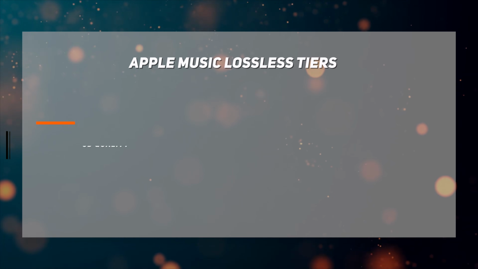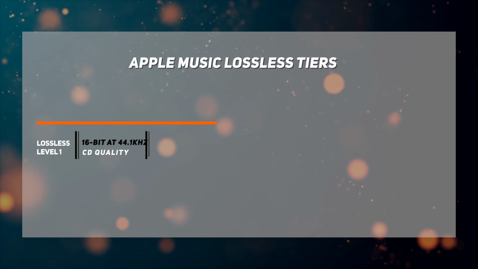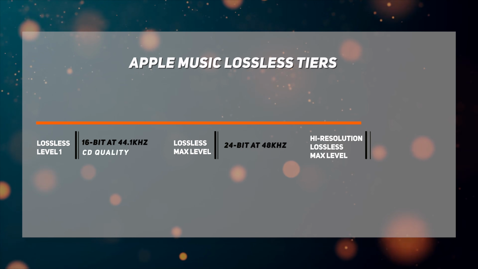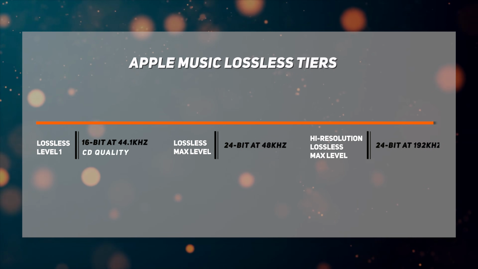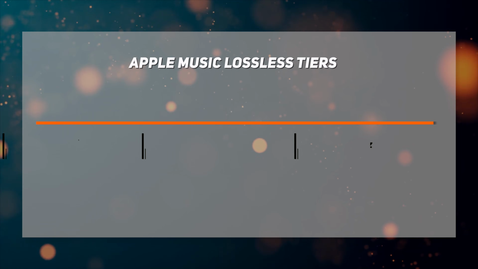Apple offers a couple of lossless tiers. It starts at CD quality, which is 16-bit audio at 44.1 kHz. This tier goes up to 24-bit at 48 kHz. Then there is a special high-resolution lossless tier that goes all the way up to 24-bit at 192 kHz. These lossless tiers are also present on Android.